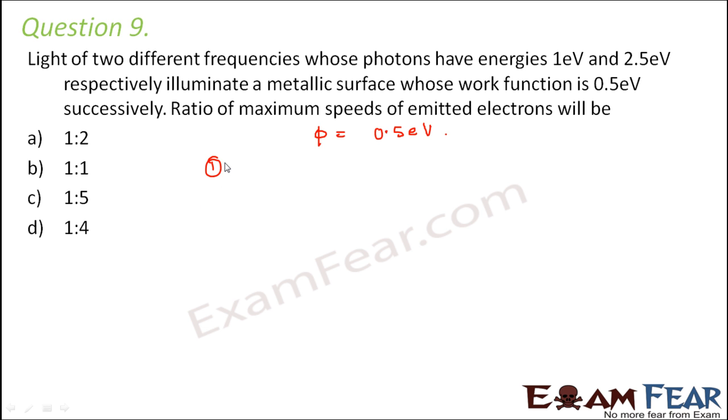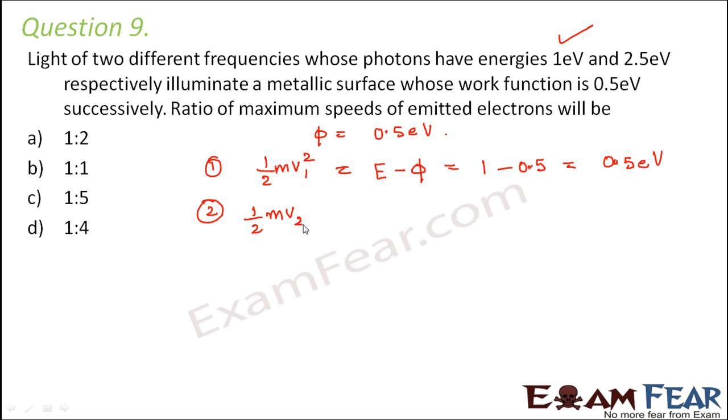So for the light of the first frequency, we can say that half mv square, or kinetic energy, is equal to capital E minus phi. So capital E would be 1 electron volt, minus phi, which is 0.5 electron volt, which will be equal to 0.5 electron volt. For the second case, the kinetic energy half mv2 square would be equal to E, which in the second case is 2.5 electron volts, minus phi, again 0.5 electron volt. So this is equal to 2 electron volt.